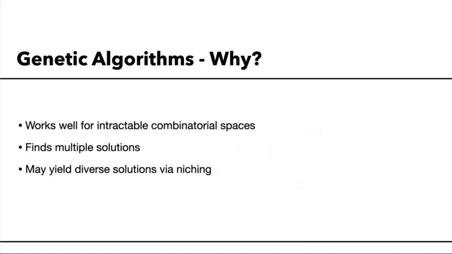So genetic algorithms are great to use when you're dealing with an intractable combinatorial space. One reason is that you can get multiple solutions, right? In a Pareto front, we want multiple solutions. We don't want to end up with just one. And also, you can apply techniques like niching. That means that you don't get stuck in, let's say, a local minimum or something like that. And so you can send your population to many regions.